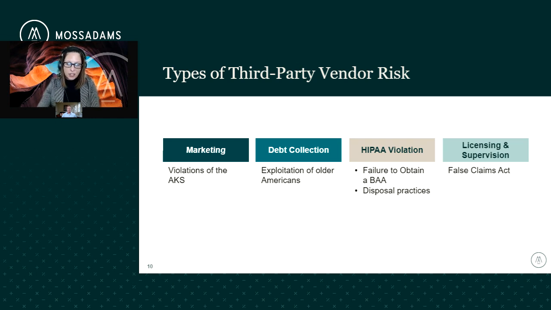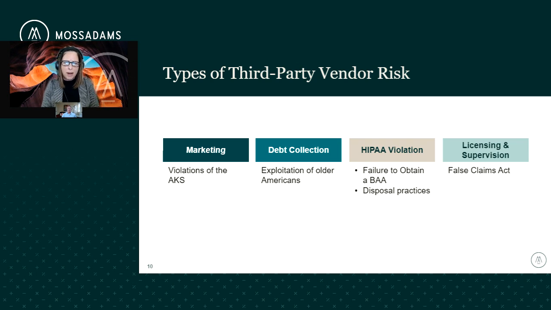For HIPAA violations, recently a hospital was fined $2.7 million for failing to obtain a business associate agreement for a cloud storage service provider. And within that cloud storage, there was PHI. And in that case, they didn't have a business associate agreement.